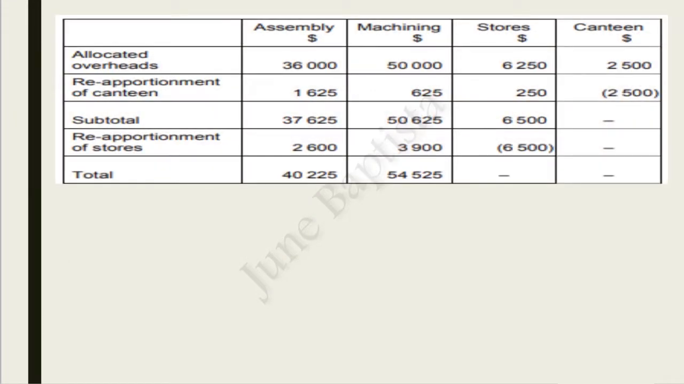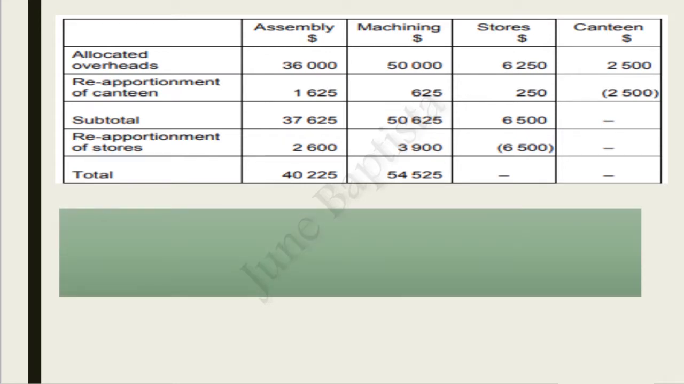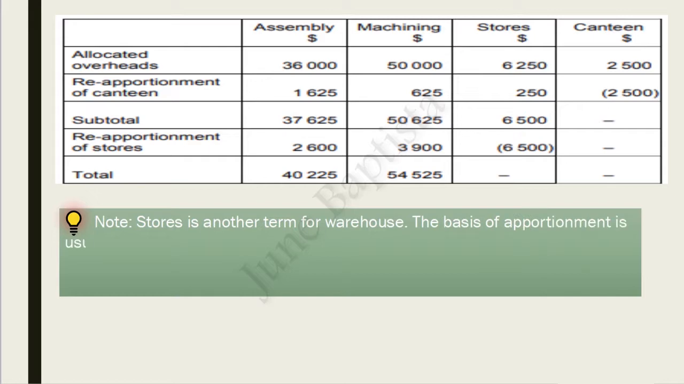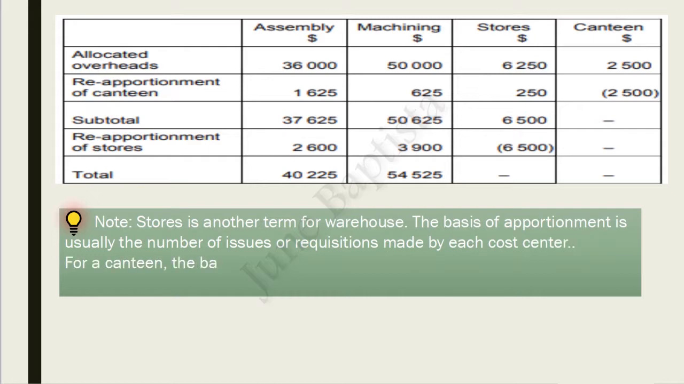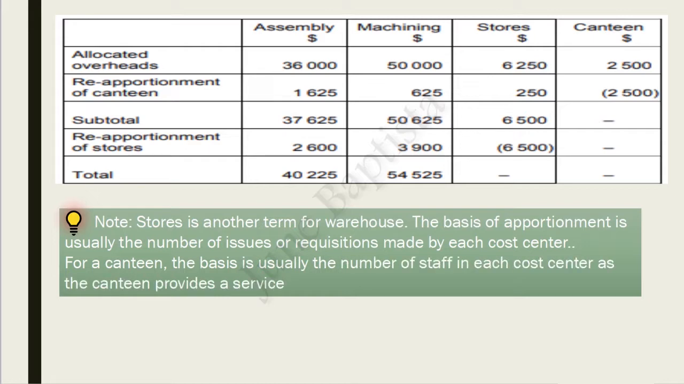Here is the solution to the past paper question that was posed on the previous slide. Note, stores is another term for a warehouse. The basis of apportionment is usually the number of issues or requisitions made by each cost center. For a canteen, the basis is usually the number of staff in each cost center, as the canteen provides a service to the staff of every cost center.